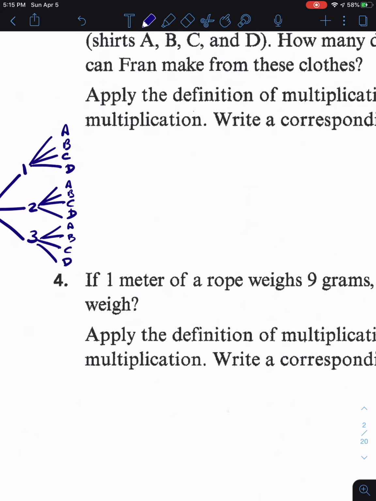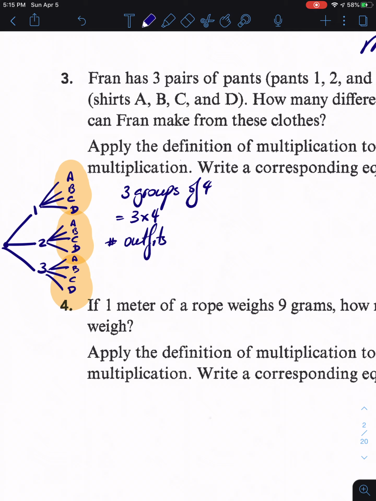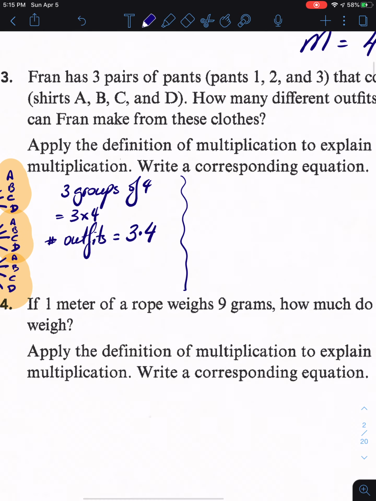So do you see a multiplication here? Do you see in this tree 3 groups of 4? Right, so it'd be 3 groups of 4, or 3 times 4. Right, so we would have the number of outfits equals 3 times 4.